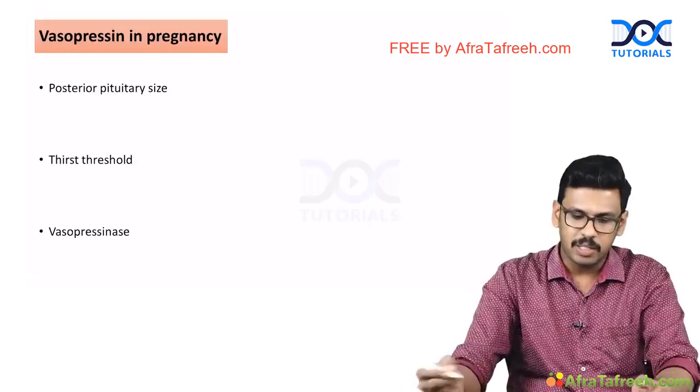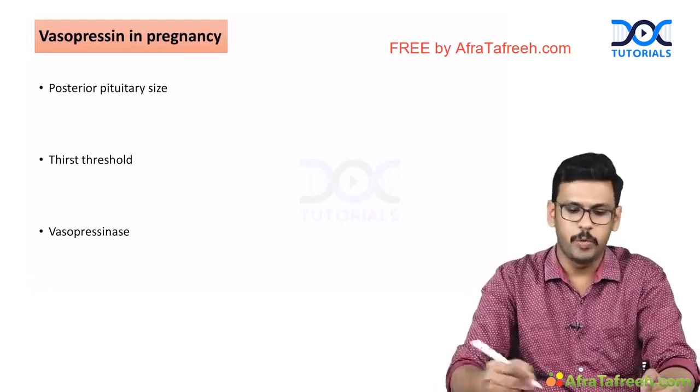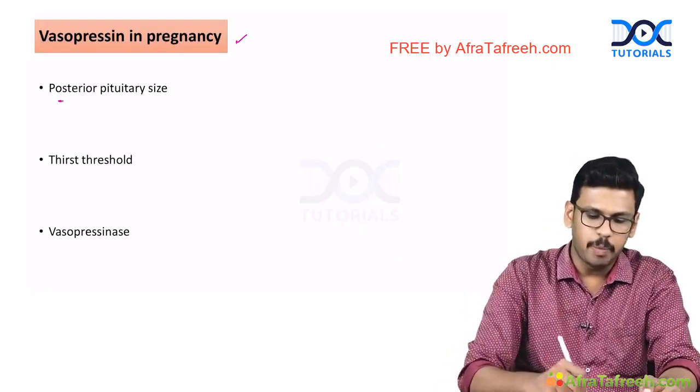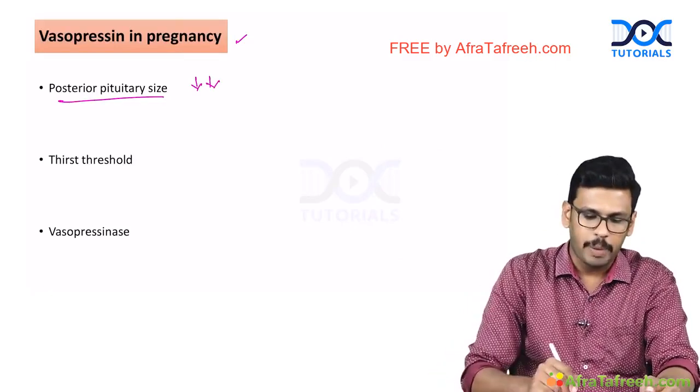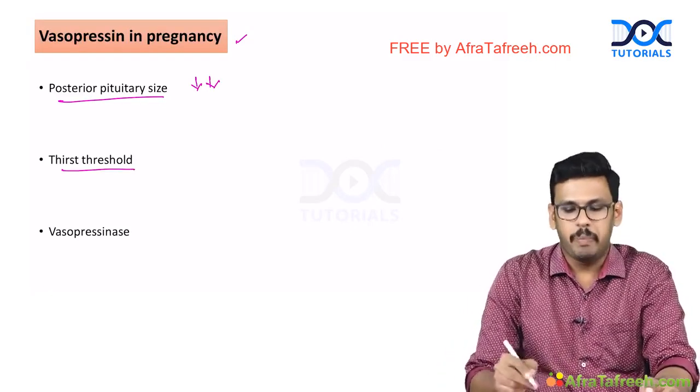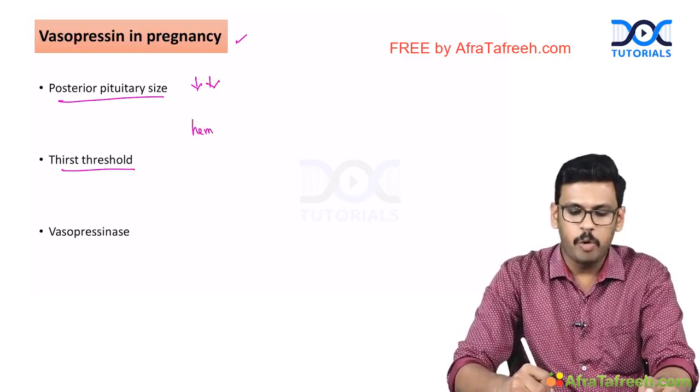So coming to the changes in vasopressin levels during pregnancy, as we have seen, the posterior pituitary size reduces during pregnancy. And what happens to the thirst threshold in pregnancy as a result of hemodilution?